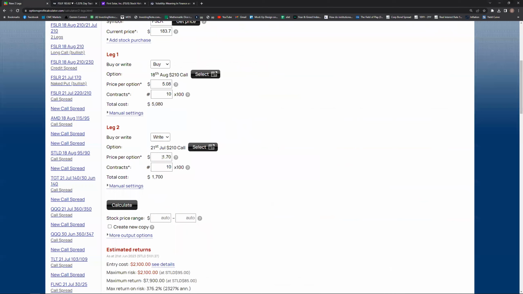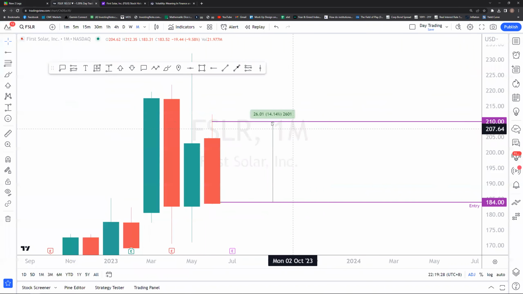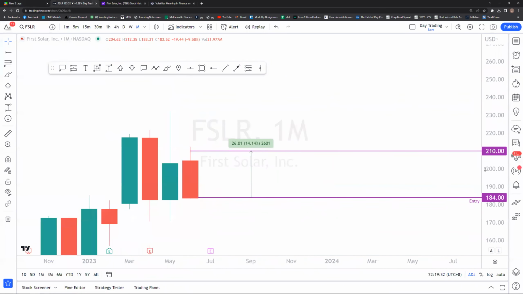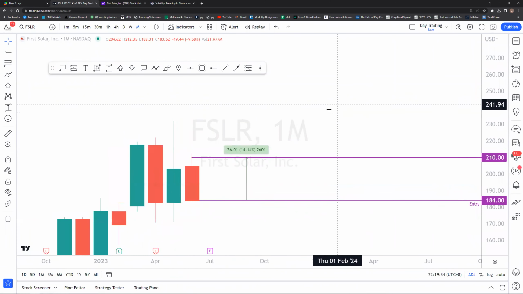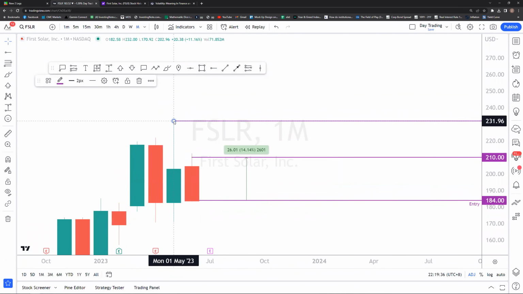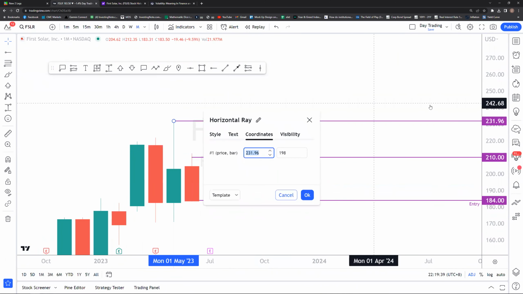Okay, so we can actually use this as a calendar spread. So I'm going to buy the August 210 call, sell the July 210 call, and it is highly likely that I will get the premium for this. Then what is our target? So now let's set our target. Let's say our target is at 231, 232. This is our target.